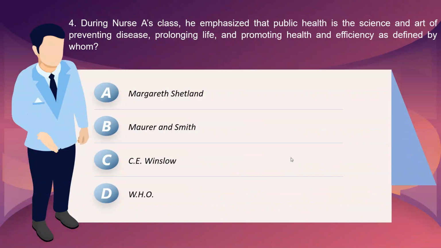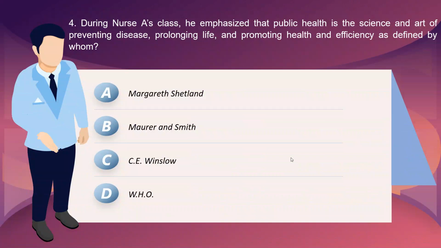Number four. During Nurse A's class, he emphasized that public health is the science and art of preventing disease, prolonging life, and promoting health and efficiency, as defined by whom? Is it Margaret Shetland? Is it Moyer and Smith? Is it C.E. Winslow or the WHO? Of course, the answer here is letter C, that's C.E.